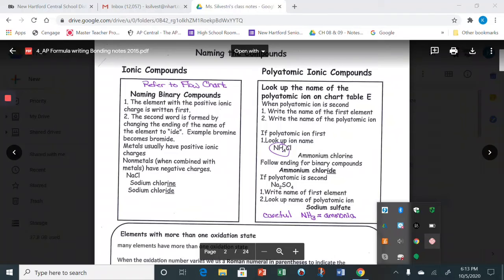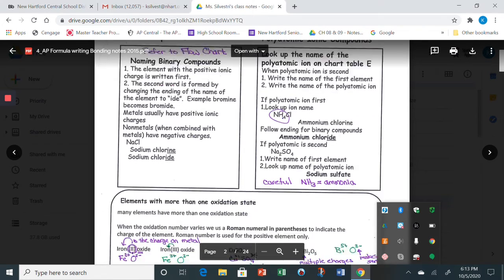This is for AP Chem, and this is going to be your second lecture on essentially the language of chemistry, which is writing formulas and then going backwards and naming compounds. So we're starting on page 2 of your notes that says formula writing and bonding. We're still going to be concentrating on formula writing and naming. So on page 2, we're going to go down to the bottom of the page to start.